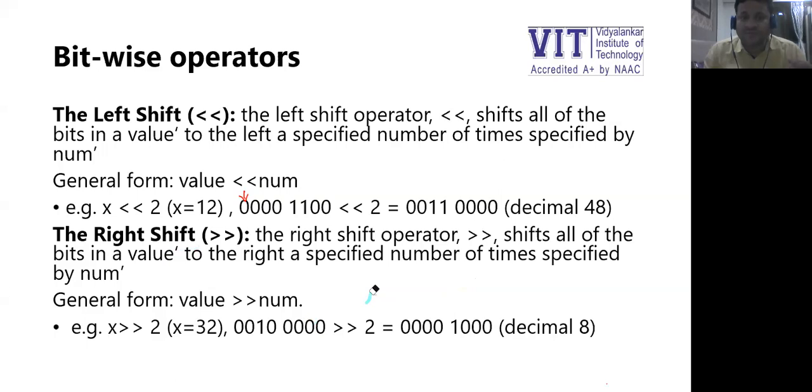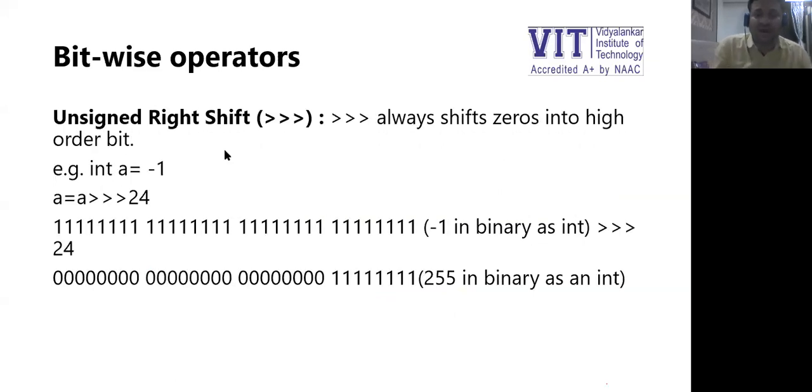Now, if I want to perform unsigned right shift, what do we mean by that? Unsigned right shift means the right shift operator written with 3 greater than signs. We call it unsigned right shift. We also call it right shift fill 0.